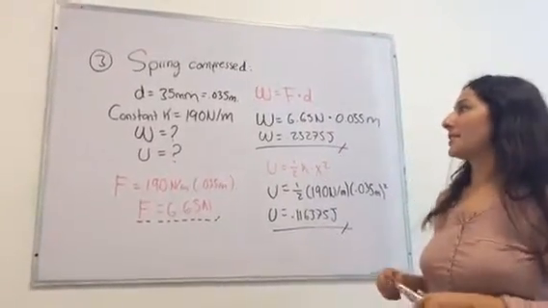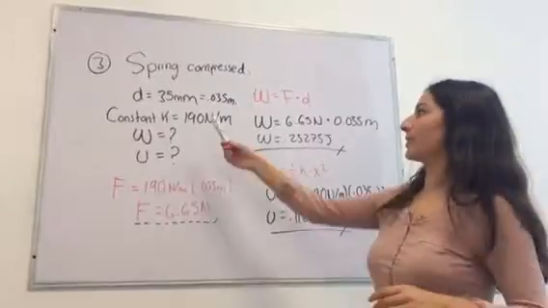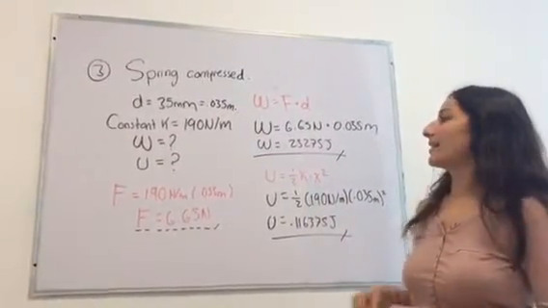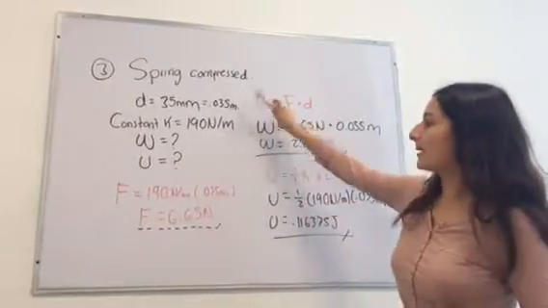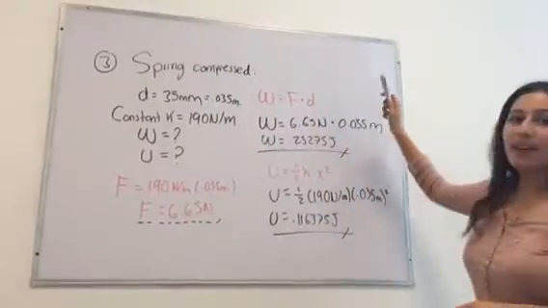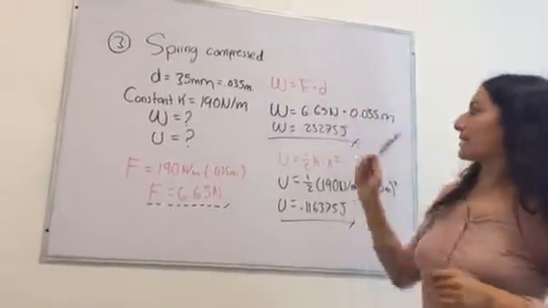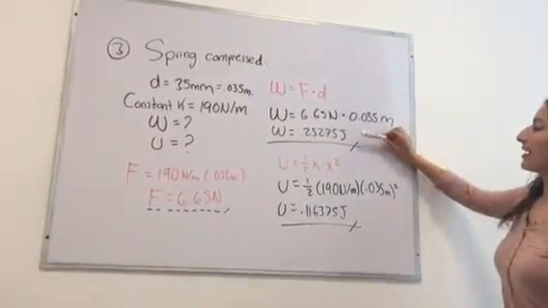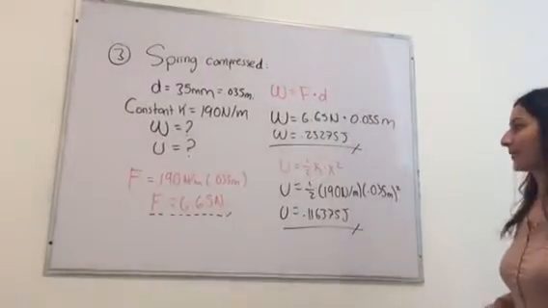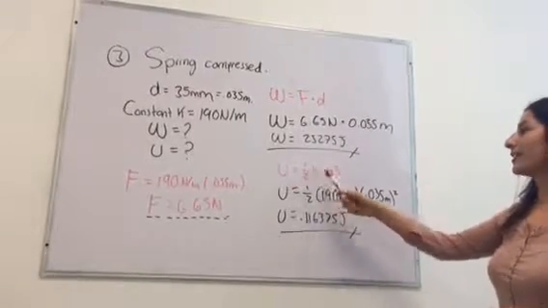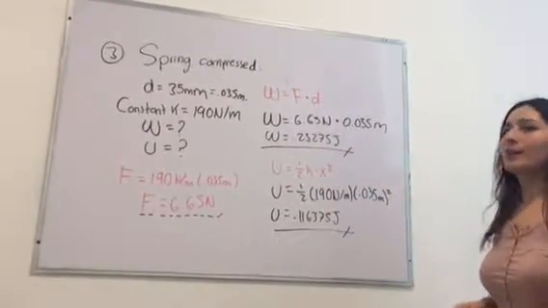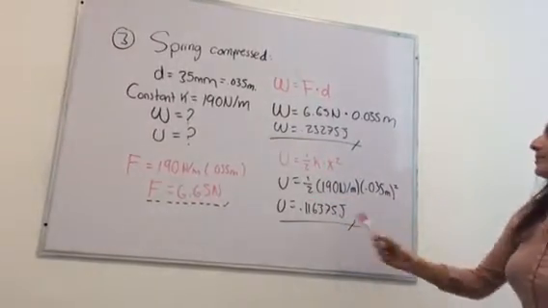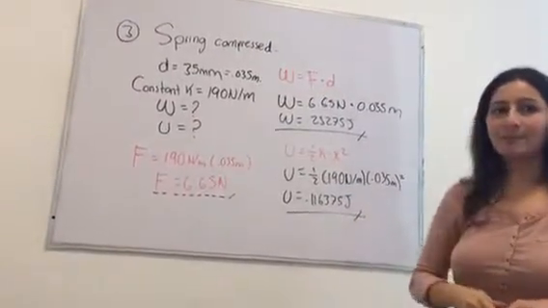In the third problem, they give us a spring compressed. The distance is 35 millimeters, so we have to convert those millimeters to meters, 0.035 meters, and then with the constant k and this value, we get the force. Then for the work, we have to multiply the force times the displacement or distance, and we get the result in joules. So for the potential energy, we have to use the formula of 1/2 of k times x squared. We substitute and we get the value also in joules.